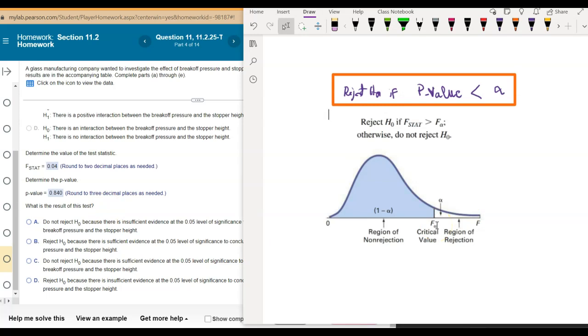So what we found, the alpha, which is 0.05. So this is 0.05, and the p-value is 0.840. So obviously 840 is greater, so do not reject. So this statement is not valid, so do not reject. You reject only if the p-value is smaller than the alpha. Okay, I hope this is clear.